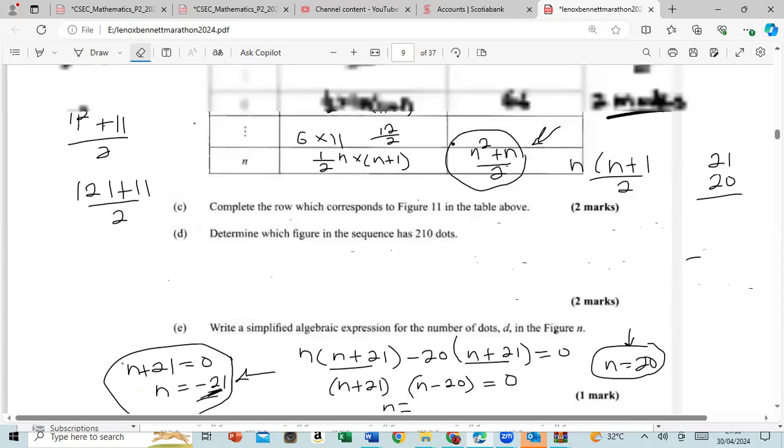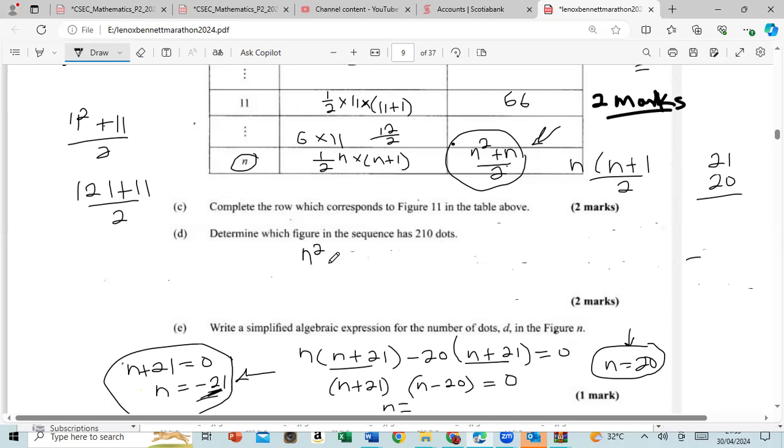Alright, so these are the keys. It said determine which figure in the sequence has 210 dots. So we want to find n, just as we found 11 to 66 before, at the end we are trying to find n. So I use that formula here. It'll be n squared plus n over 2, but this must equal 210.